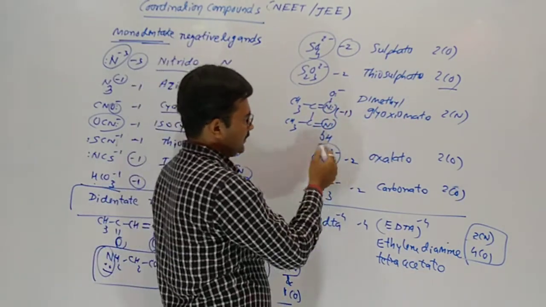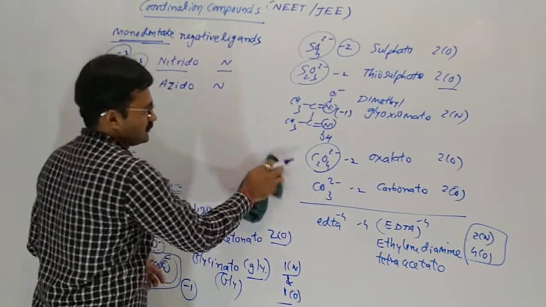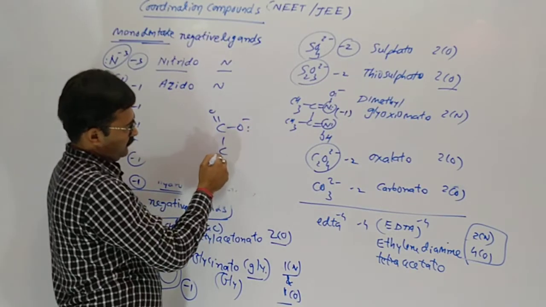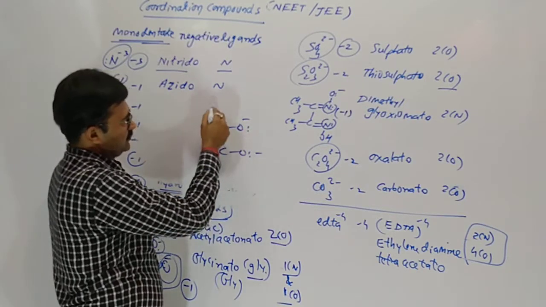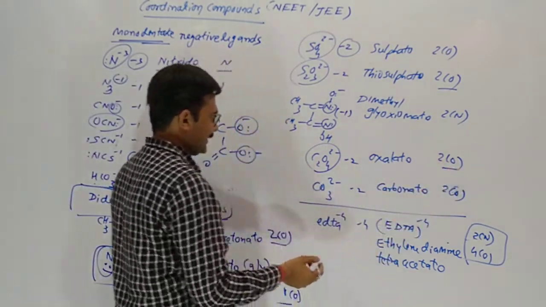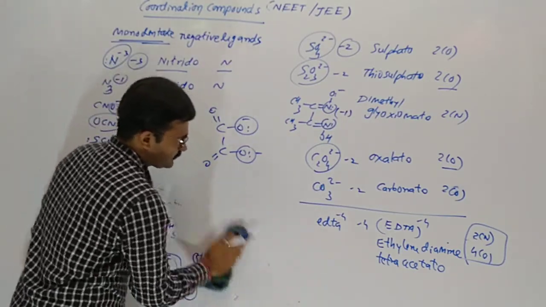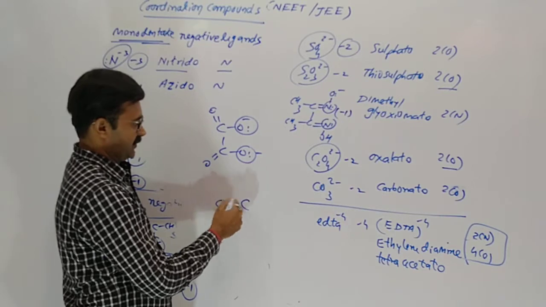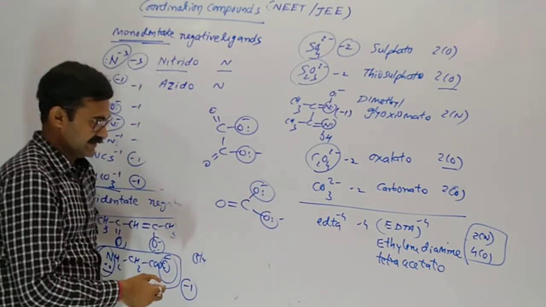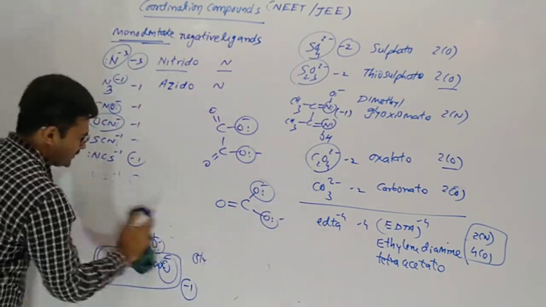Didentate: C2O4 2- is oxalato, C=O, O-. Out of 4 oxygen, 2 are donors, so it is didentate oxalato. In carbonato there are 3 oxygen; out of 3, 2 are donors. It is a didentate negative ligand with charge -2. And now hexadentate.